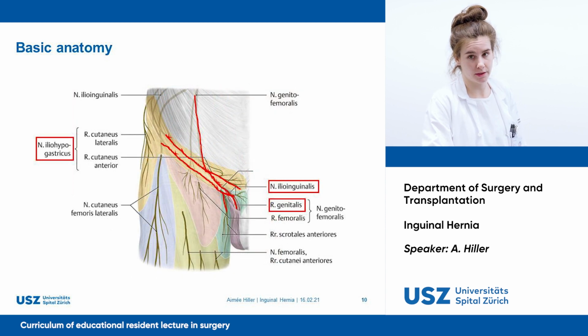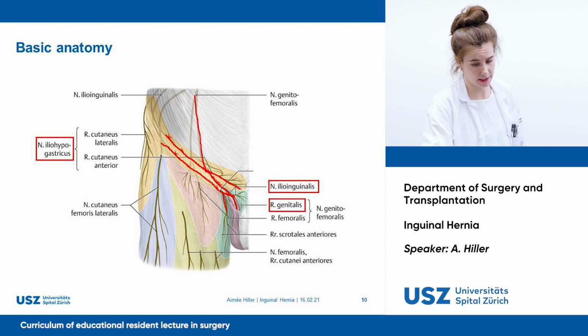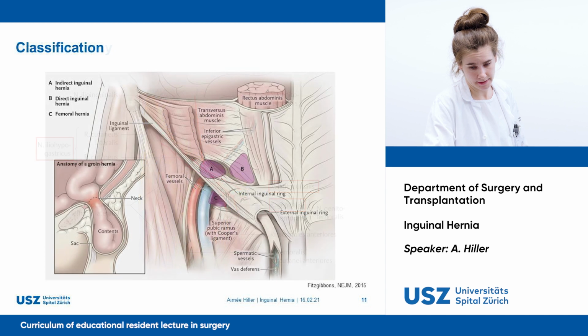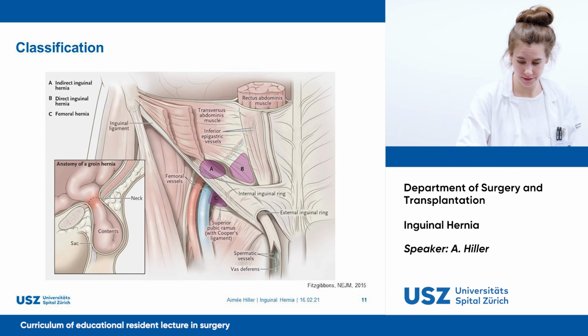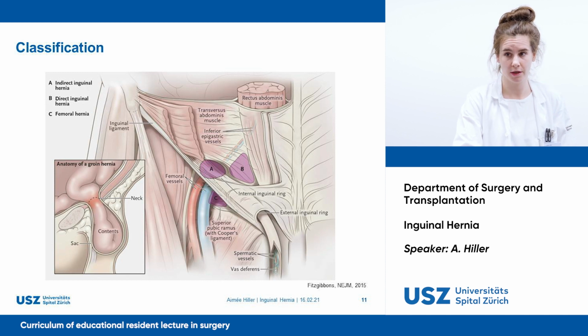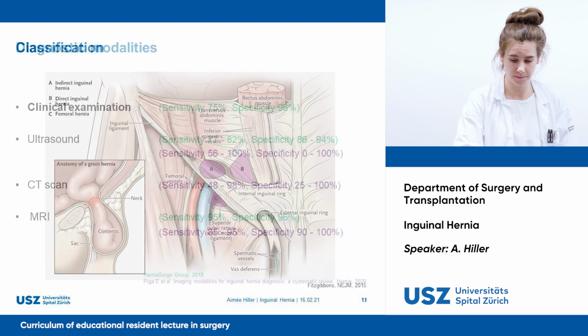It is also important to know the nerves of this particular region, as we see later on when we discuss the complications. So the most important nerves are the iliohypogastric nerve, the ilioinguinal nerve, and the genital branch of the genitofemoral nerve. We differentiate between indirect inguinal hernia, which protrudes lateral to the epigastric vessels through the internal inguinal ring, and then we have the direct hernia, which protrudes medial to the epigastric vessels through the so-called Hesselbach triangle. And then down below you see the femoral hernias.